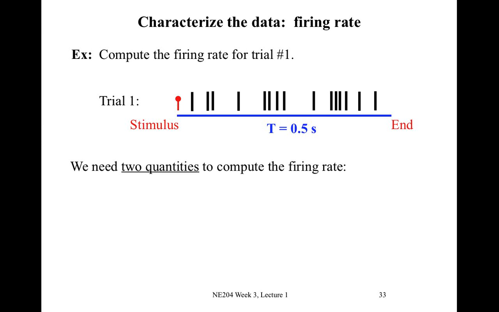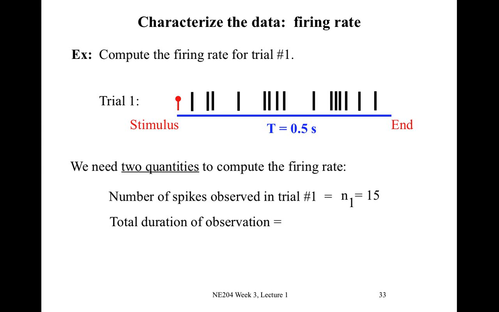So we'd like to compute the firing rate from that trial. We need two quantities in order to do that. We need the number of spikes observed in this trial. So how many spikes do we observe? We showed earlier that n sub 1, the number of spikes in trial 1, is equal to 15. There are 15 tick marks that we can count here. 15 spikes occur in that half-second interval. We also need to know the total duration of the observation, which in this case, big T, is equal to 0.5 seconds, half a second.